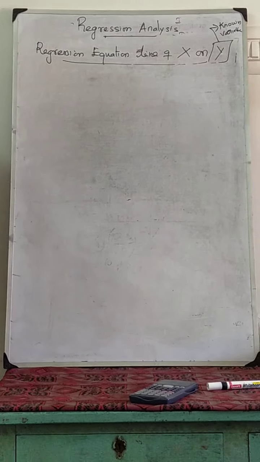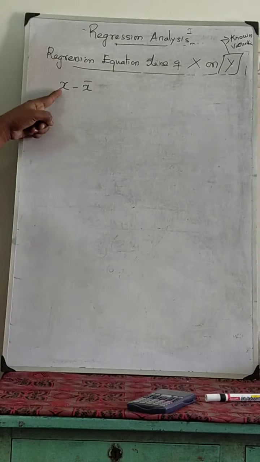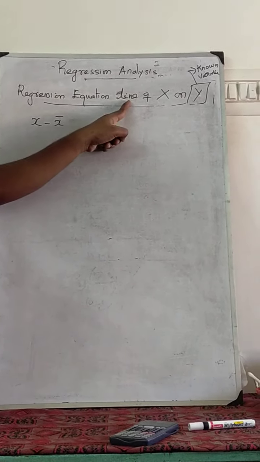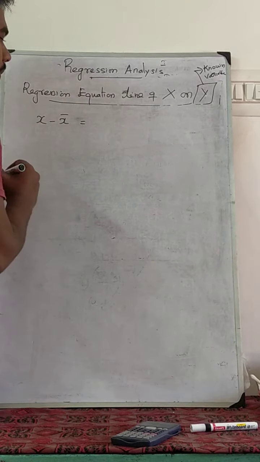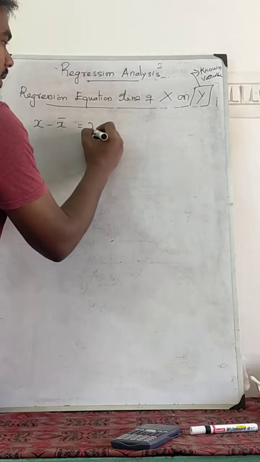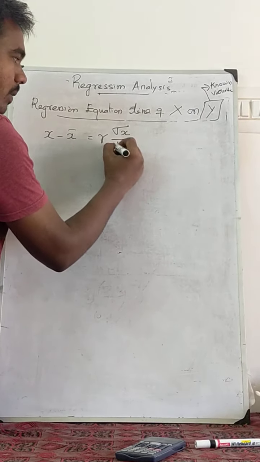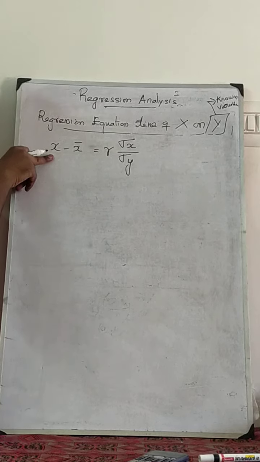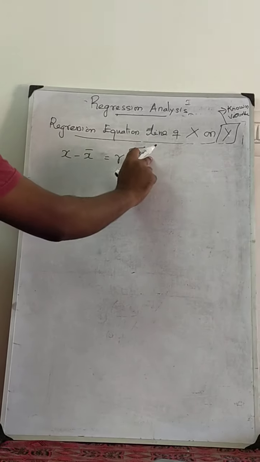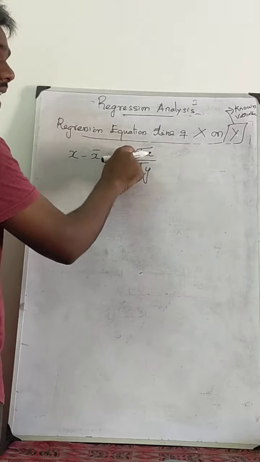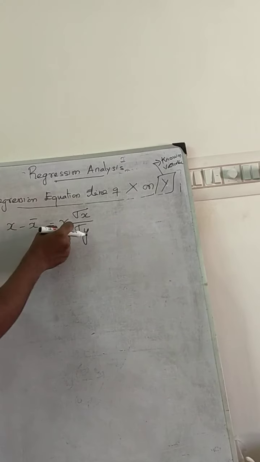We have to use one formula. So what is that? X minus x bar. X is the value that we are going to find out in this equation. X bar means the average. Then r sigma x divided by sigma y, because we are going to find out the value of x. For that, r is the correlation value, sigma x divided by sigma y. Sigma is the standard deviation. So this is the average, and this is the deviation of x and deviation of y, and this is the correlation value.